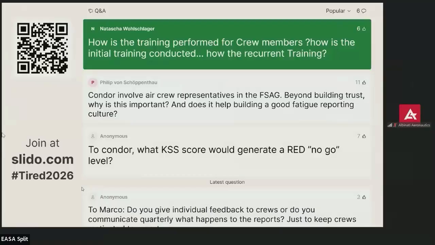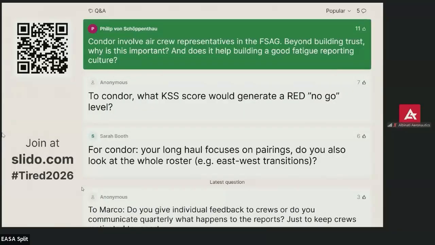Fantastic, thanks. So you include aircrew representatives in your FSAG. Beyond building trust, why do you think that's important? And does it help build a good culture, I guess? That's a complex question, but the answer is quite easy. Yes, trust is everything you need. You need a good safety culture.